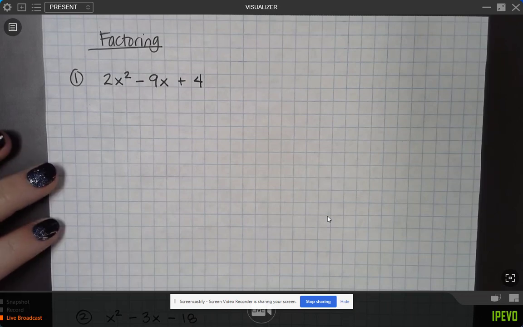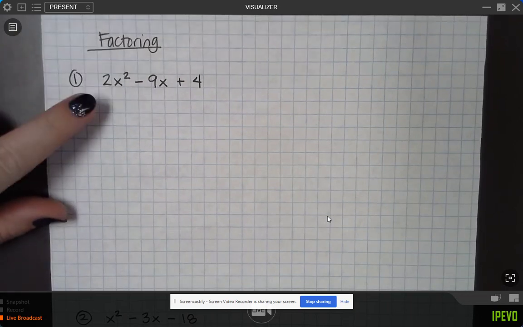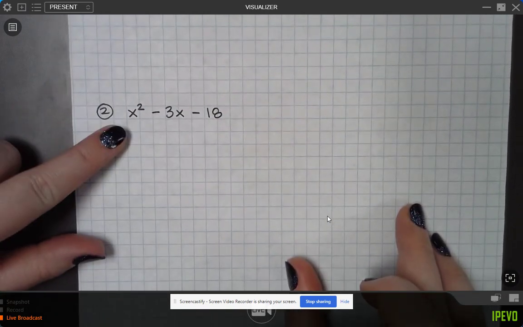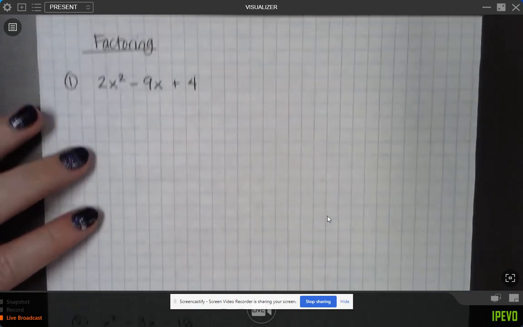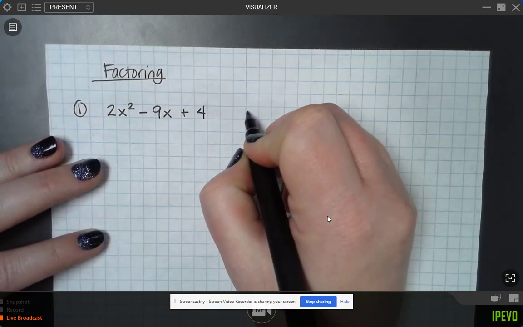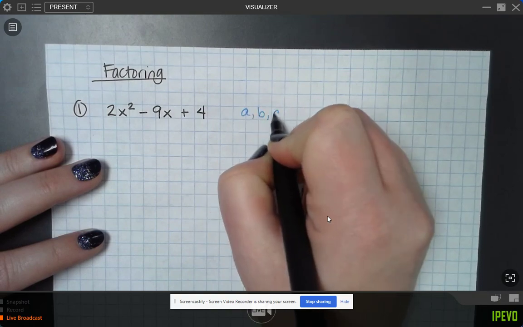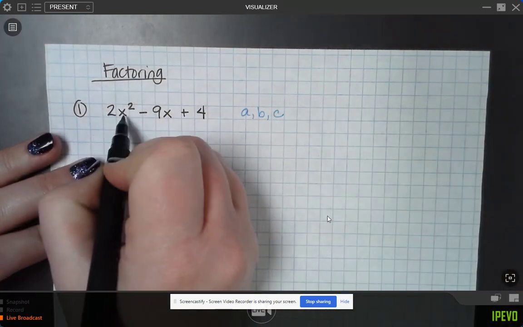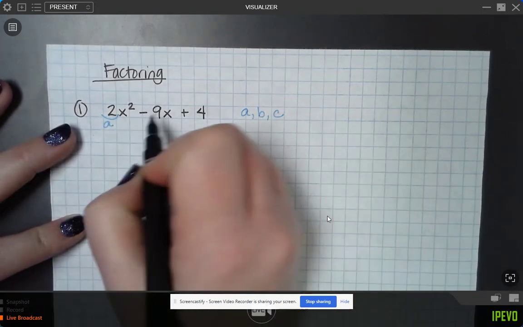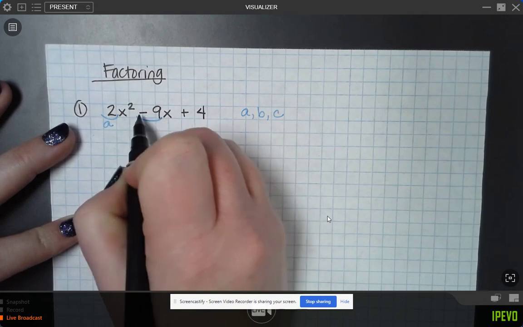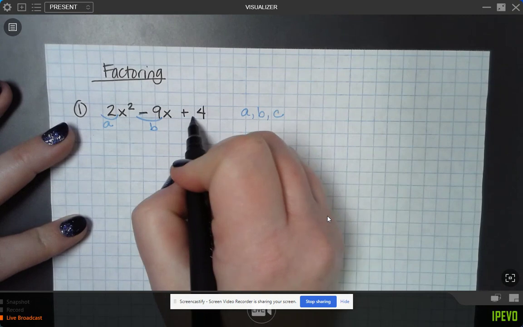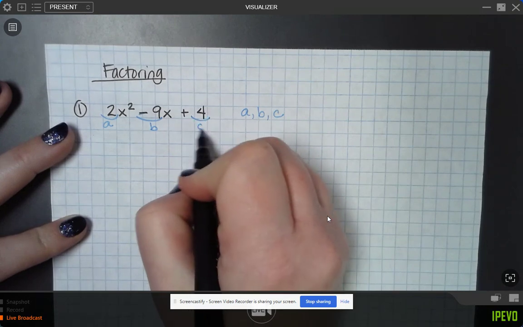So in this video, we're going to do two examples of factoring, one where there's a 2 in the front for the value of A, and one where there's a 1 in the front for the value of A. So in example number 1, the first thing we want to do is find the numbers that represent A, B, and C. The first number attached to the x squared represents A. The center number attached to the x, which in this case is -9, represents B. And the last number represents C, and it's a positive 4.